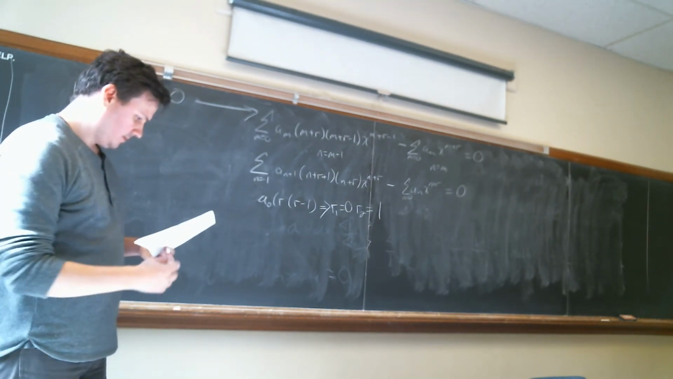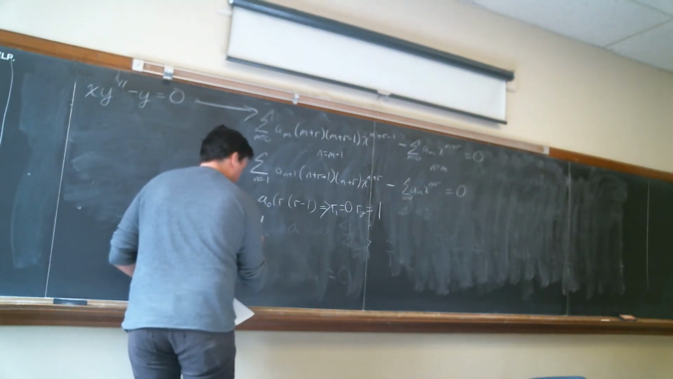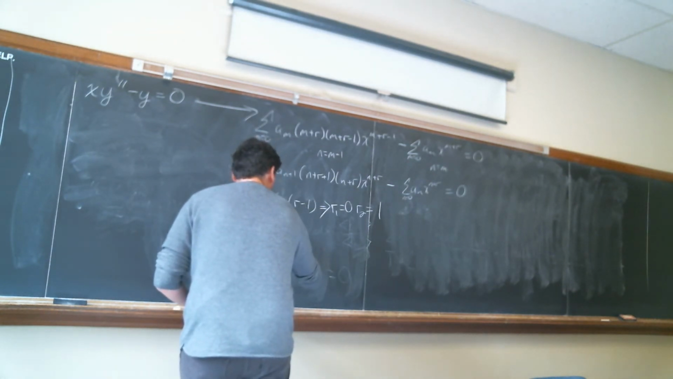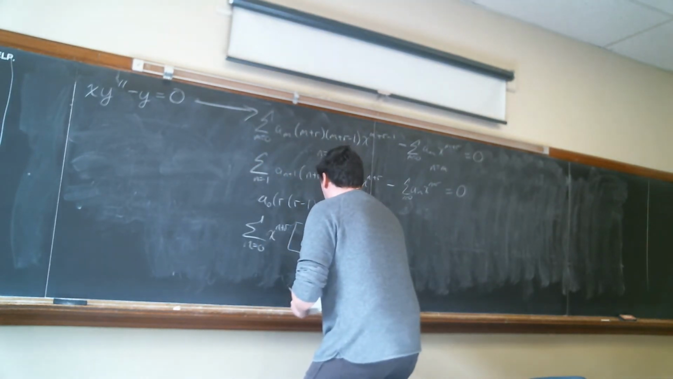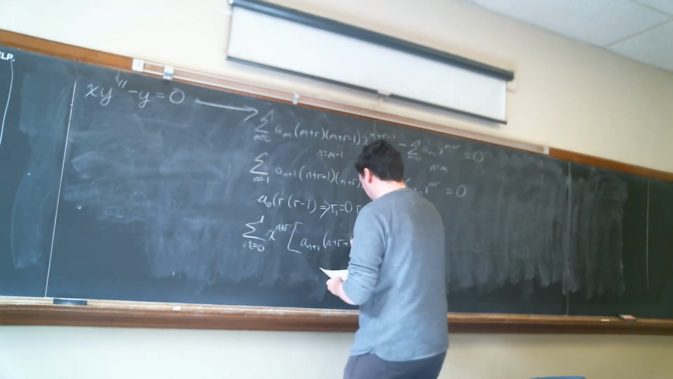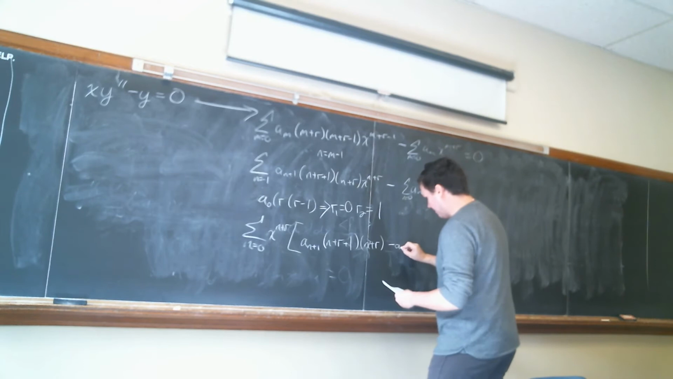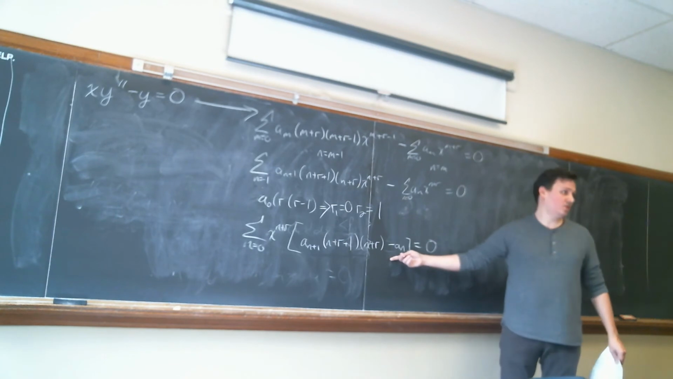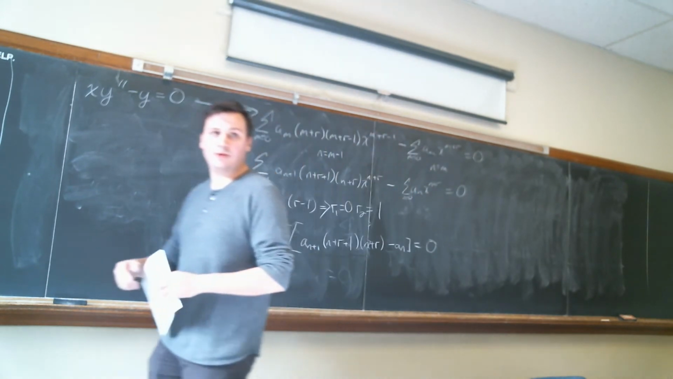All right, so where am I at? Okay, so the summation now is from 0, and we have x to the n plus r all on the outside. We have a_{n+1} times (n plus r plus 1)(n plus r) minus a_n is equal to 0. So if you just take this out here, this is your recursion relation. And that's going to be a significant amount of points on the exam.